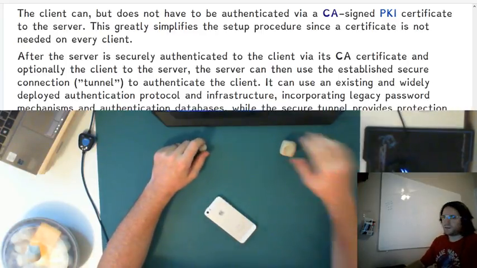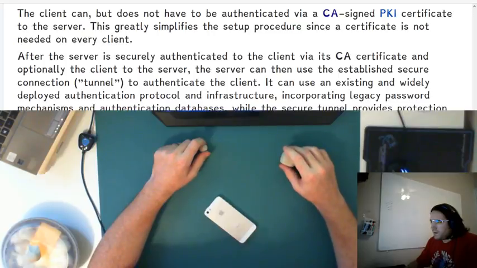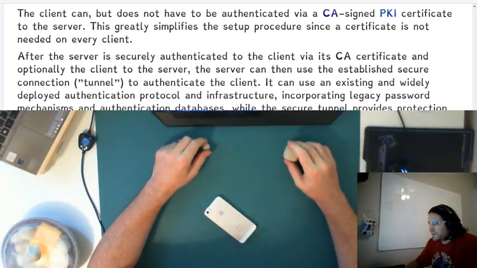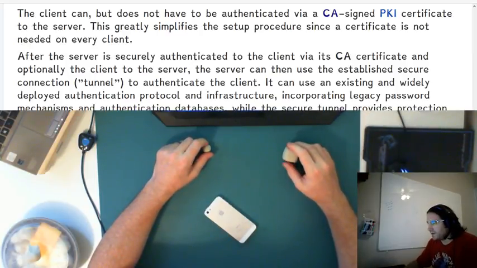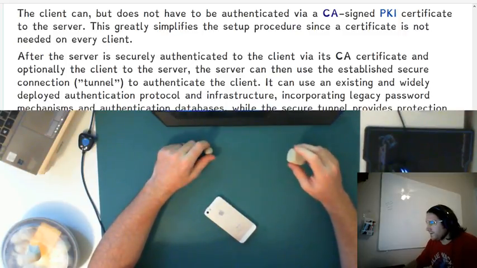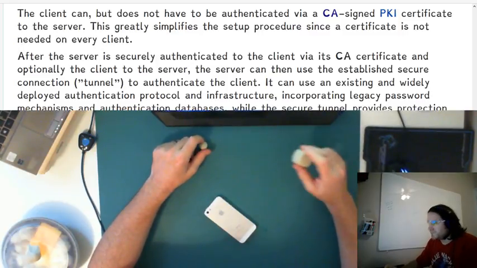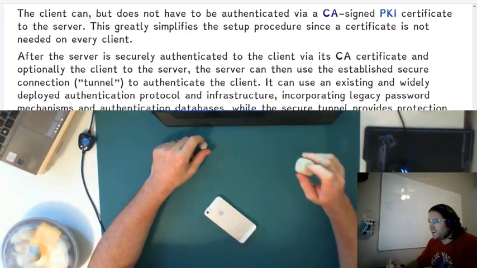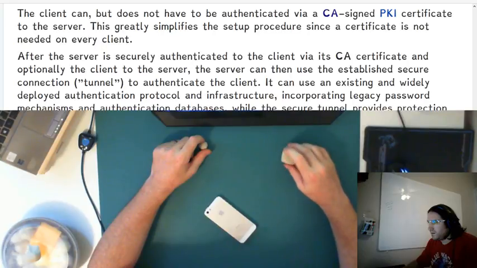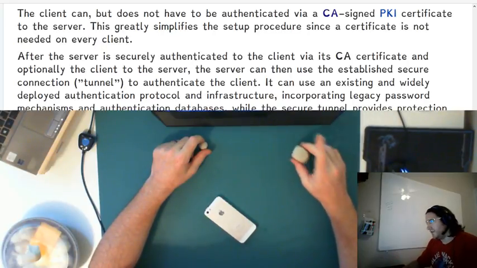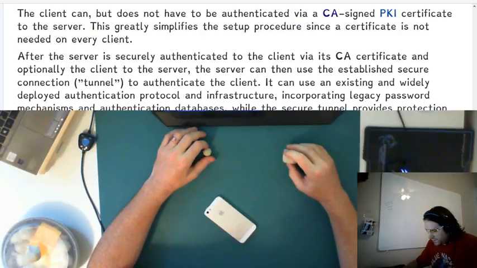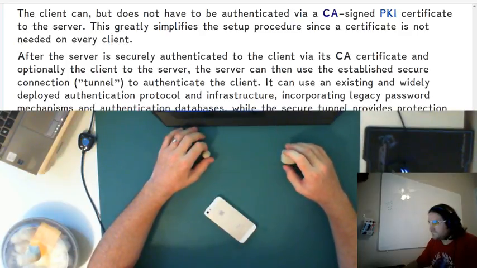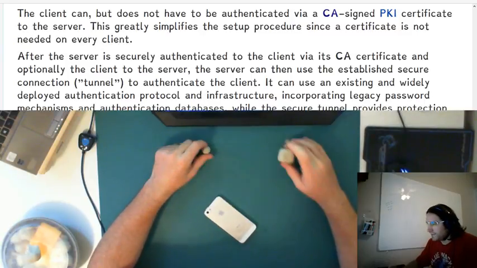I don't understand what that just said. The server is securely authenticated to the client via its certificate, and optionally the client to the server, and can use the established secure connection to authenticate the client. Why? Oh, because it's a CA certificate tunneled communication. So it's EAP communication, then tunneled within a certificate, and then the handshake can happen.